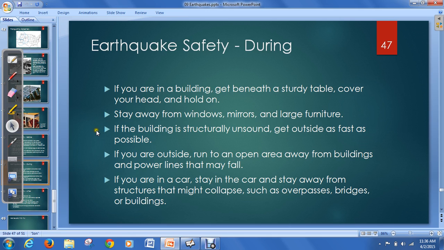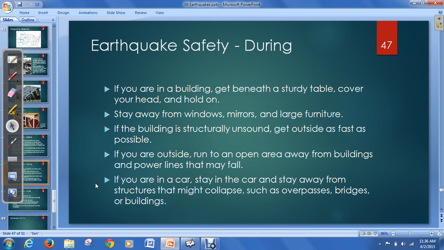If the building is structurally unsound, get outside as fast as possible. Generally speaking, it's hard to tell if the building's unsound, but if you have a feeling that it's going to go down, then you want to get outside. If you are outside, run to an open area away from buildings and power lines that may fall. Again, if you're in an open field during an earthquake, you are completely safe because there's nothing that can fall on you. Generally speaking, it's the things that we have built as humans that can cause the most damage. Okay, if you're just in an open field, an earthquake can't do anything to you.